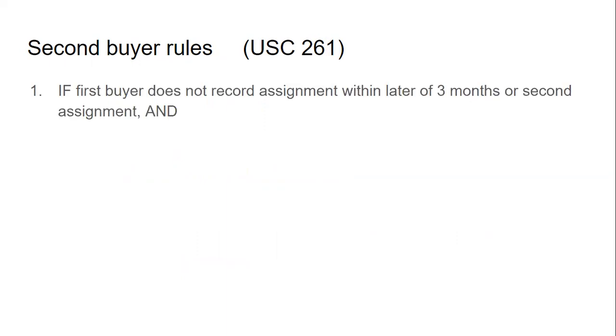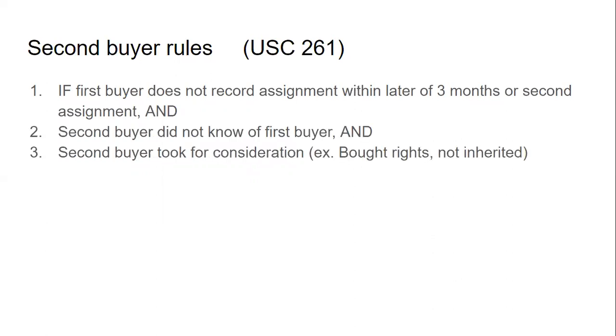So for second buyer rules, this is under statute 261, and honestly the statute is very confusing. So the way that I would just remember it is if the first buyer does not record that assignment within the later of 3 months or the second assignment, and the second buyer didn't know about the first buyer, and the second buyer took for consideration, right? So they paid for it. They did not inherit it or receive it in some other way. Then in that case, they would be able to legally take on the assignment.